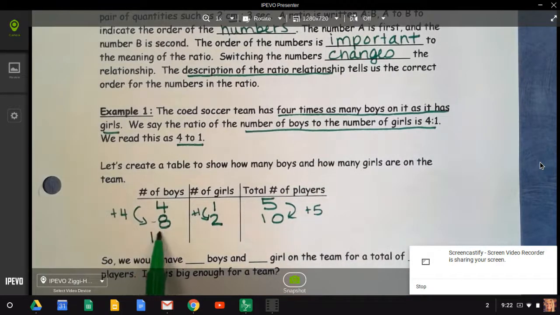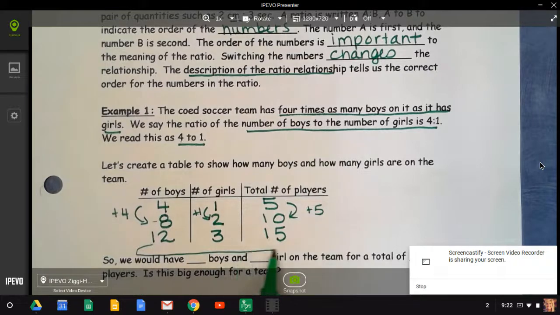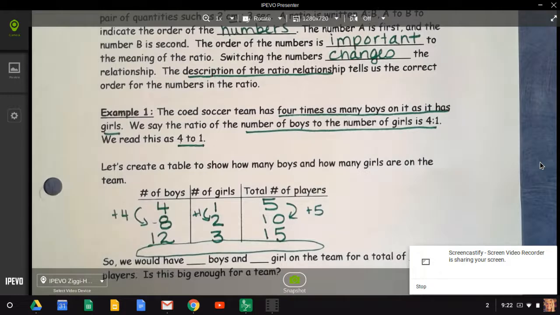Okay, and then the next one would be 12, the next one here would be 3, and the next one here would be 15. I want you to pause the video and write one more column here. What would be my next number of boys, next number of girls, and next number of total players?